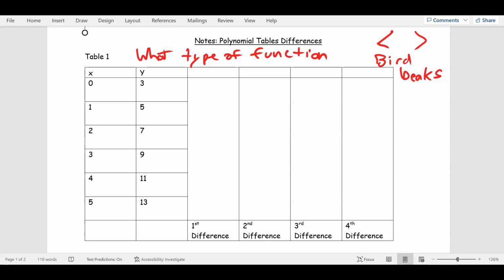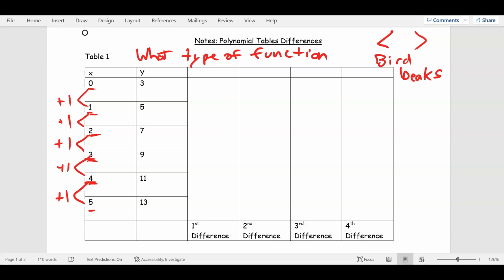So what we're going to be doing is using these things, the bird beaks is what I call them. Okay, so on the table, I'm going to start on the left-hand side, finding the bird beaks, okay? What we're doing is doing bottom minus the top. So 1 minus 0 is 1. 2 minus 1 is 1. 3 minus 2 is 1. 4 minus 3 is 1. 5 minus 4. Each of these is going up by 1, okay, all the way down. Cool? But what we really care about is on the y side, okay, all the way down.